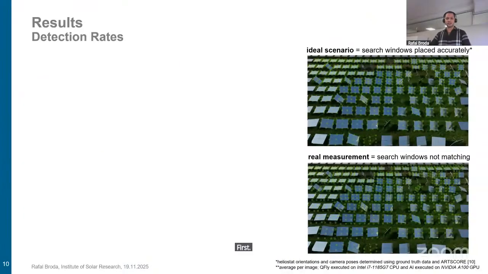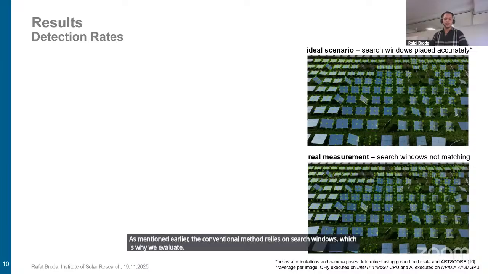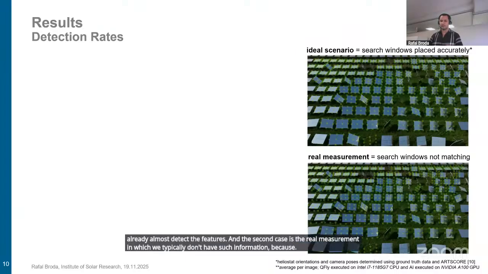First, let's take a look at detection rates. As mentioned earlier, the conventional method relies on search windows, which is why we evaluate 2 conditions. The first one is the ideal scenario shown here, where we assume perfect camera poses and accurate knowledge of the field and heliostat orientations. With this knowledge, we can perfectly place search windows, which basically already almost detect the features.